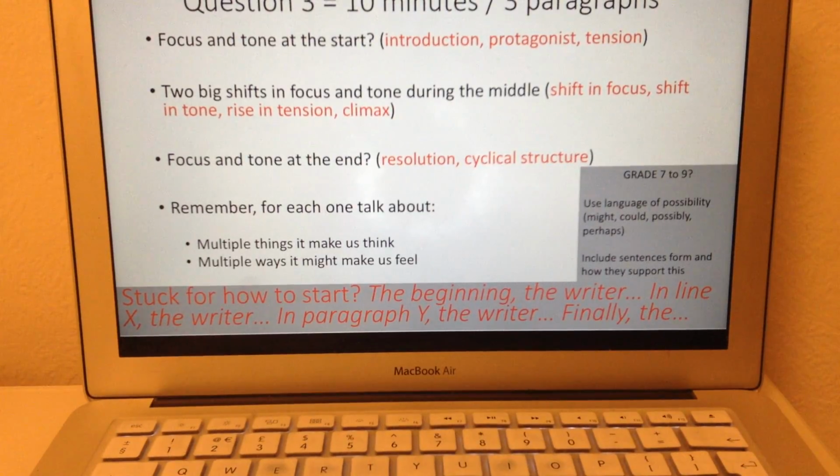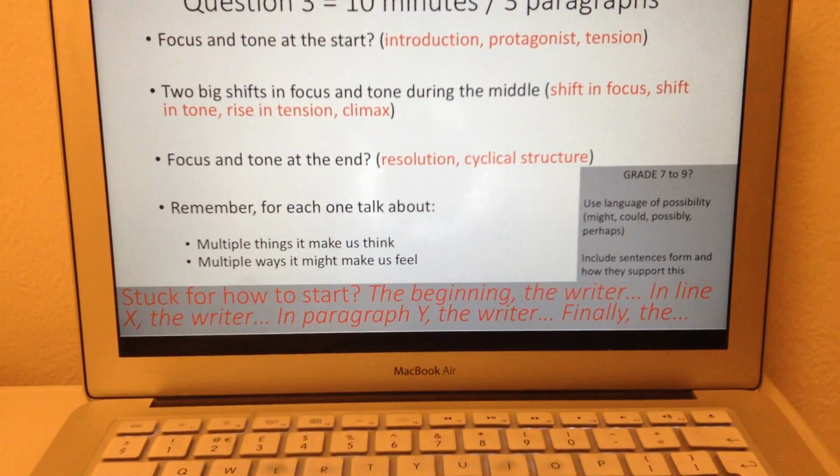You might want to start them, as I say, at the bottom. At the beginning, the writer, in line 17, the writer, in paragraph 5, the writer, and then finally at the end, the writer. So you're really focusing on the writer in their choices. Grade 7 and 9, you know the drill. You've got some hints on the right.